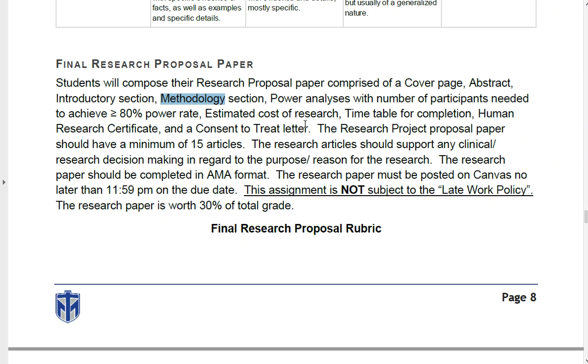Estimated cost of research. How much is it going to cost you to do your research? All right. Systematic reviews. Sometimes there's articles you have to pay for. And I know that a lot of those articles are about $40 a piece. So if you have to purchase an article, it's part of your estimated cost.